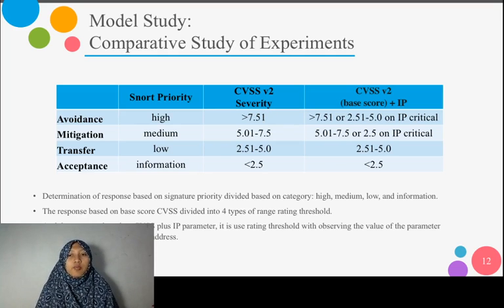And the response based on the CVSS base score metric is divided into 4 types of range, and divided by rating threshold. And the last is CVSS plus IP parameter, divided into 4 types of rating threshold. But here we observe the value of the criticality parameter of the owner of the IP address.